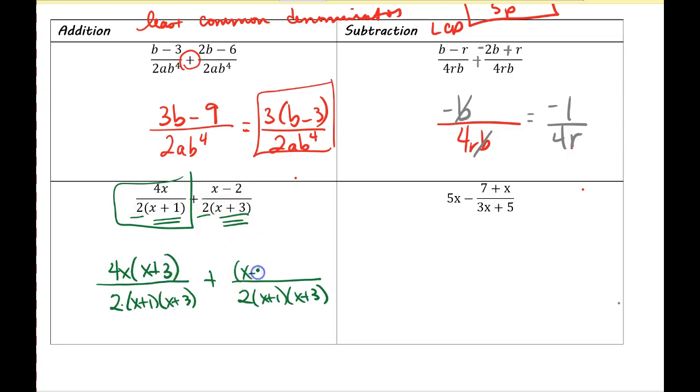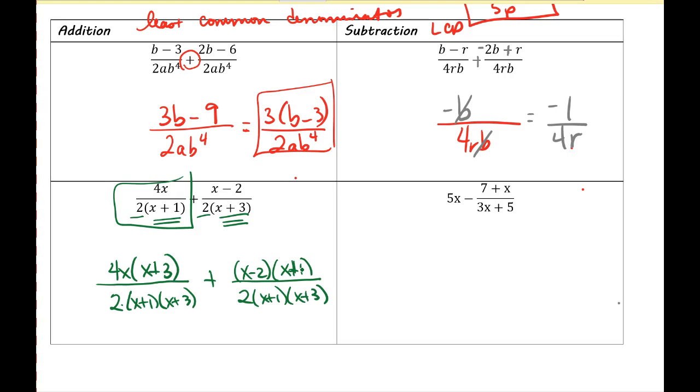This is an x minus 2 right now, but what did I put on the bottom? Well, on the bottom, I multiplied x plus 1, so on the top, I have to do the same thing. So this is just the same law as other kinds of getting a common denominator. It's just more complicated because you're dealing with binomials instead of just a single term.